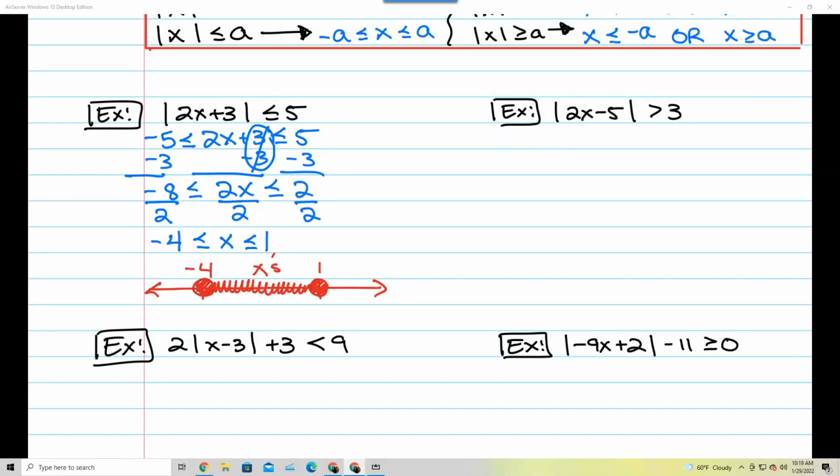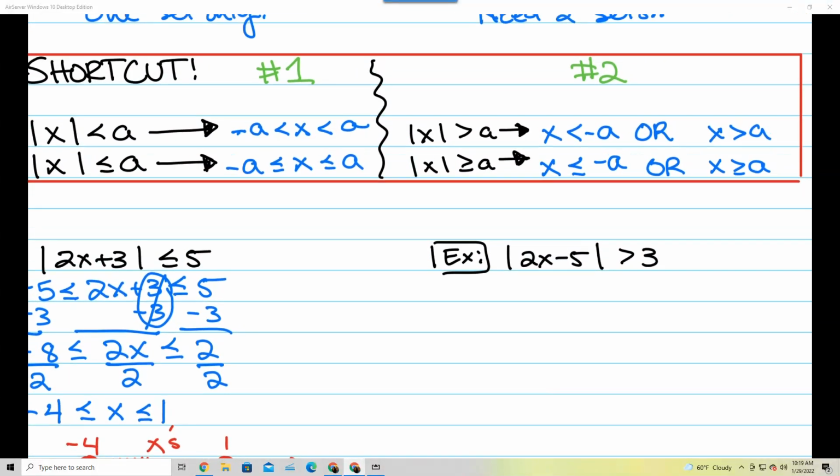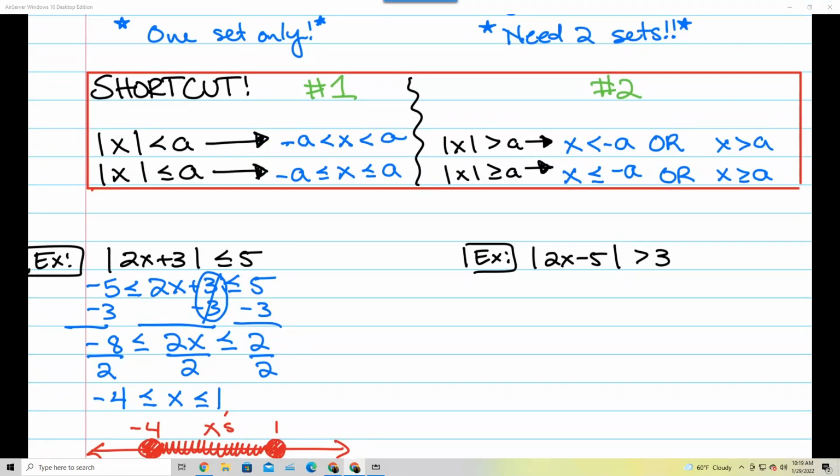All right, that takes care of the first problem. Hopefully that wasn't too bad. Let's take a look at the second problem. I have the absolute value of 2x minus 5 is greater than 3. First thing I've got to ask myself is, is it isolated? The answer is yes. Since it's isolated, I can go ahead and start with my shortcut.